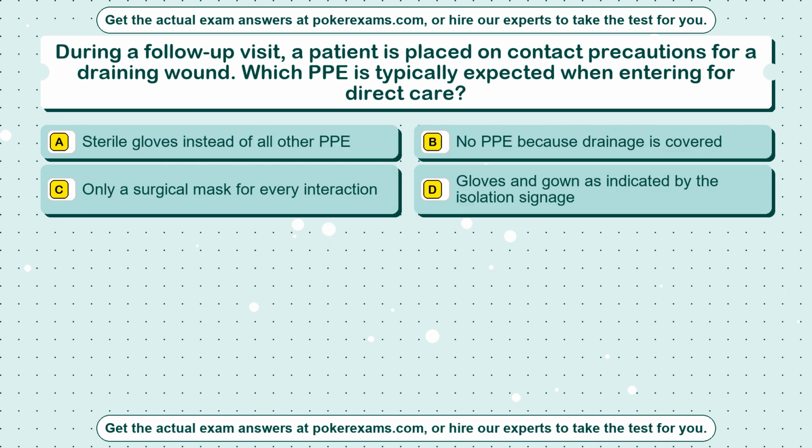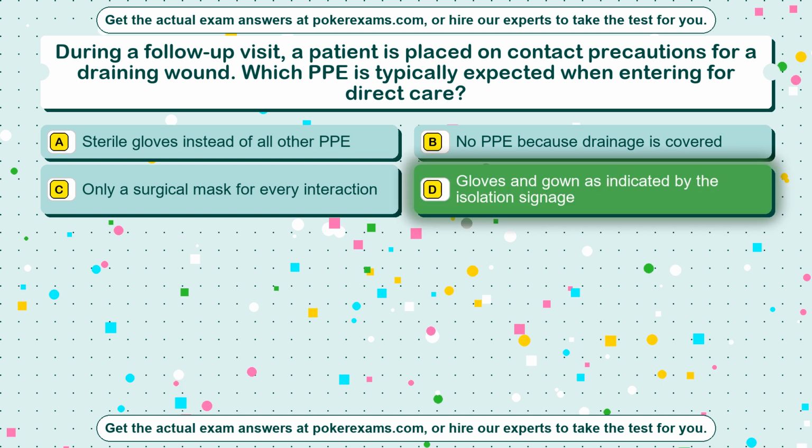Question 13. During a follow-up visit, a patient is placed on contact precautions for a draining wound. Which PPE is typically expected when entering for direct care? Option A. Sterile gloves instead of all other PPE. Option B. No PPE because drainage is covered. Option C. Only a surgical mask for every interaction. Option D. Gloves and gown as indicated by the isolation signage. The correct answer is option D.